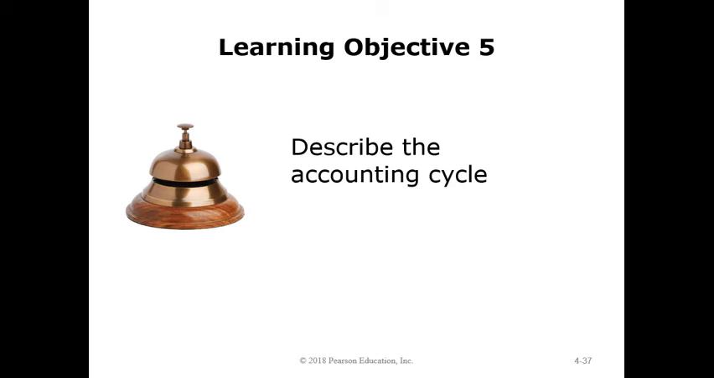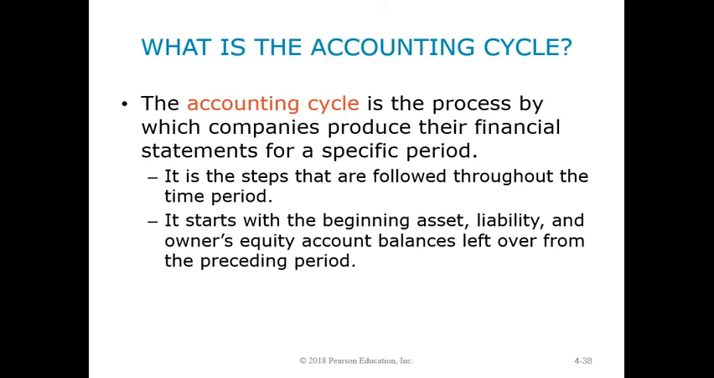Our next objective here is describing the accounting cycle. So the accounting cycle is a process in which companies produce their financial statements for that specific period. So it all kind of ebbs and flows in the same order, and that would be the same for pretty much every business. That accounting cycle is going to look very much so the same because we follow the same steps, because accounting has been standardized over the course of many, many years.